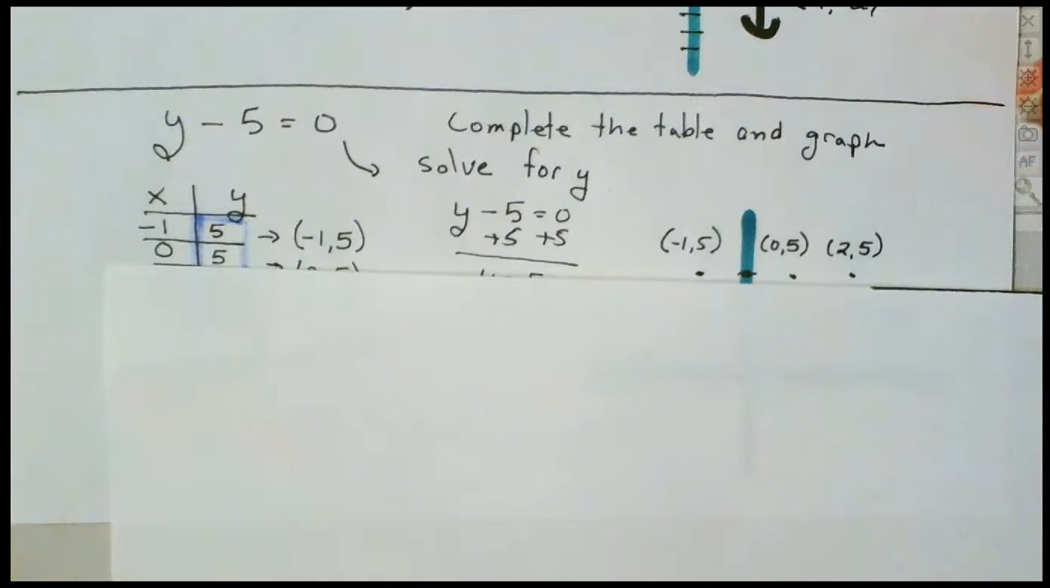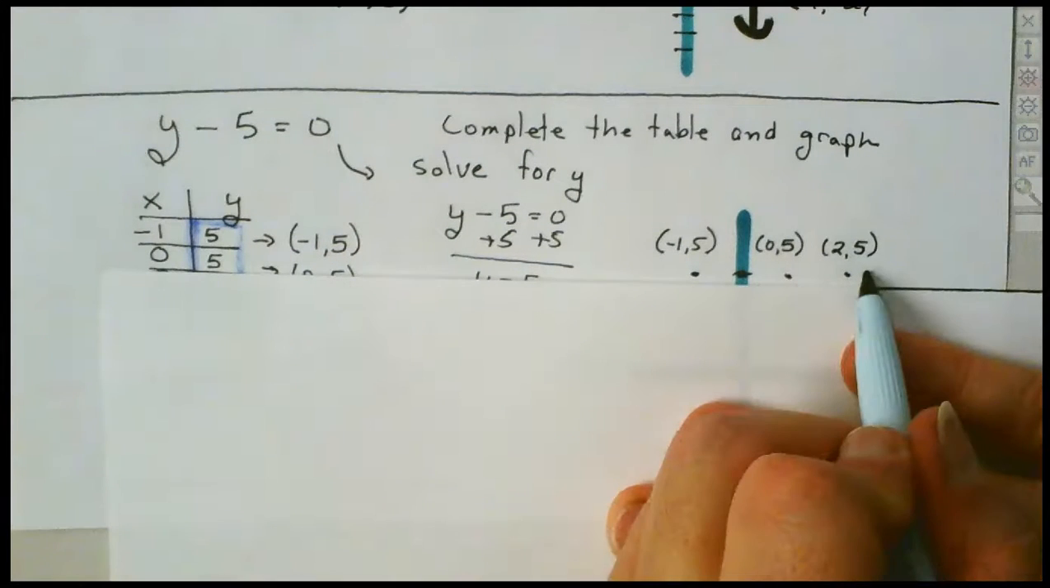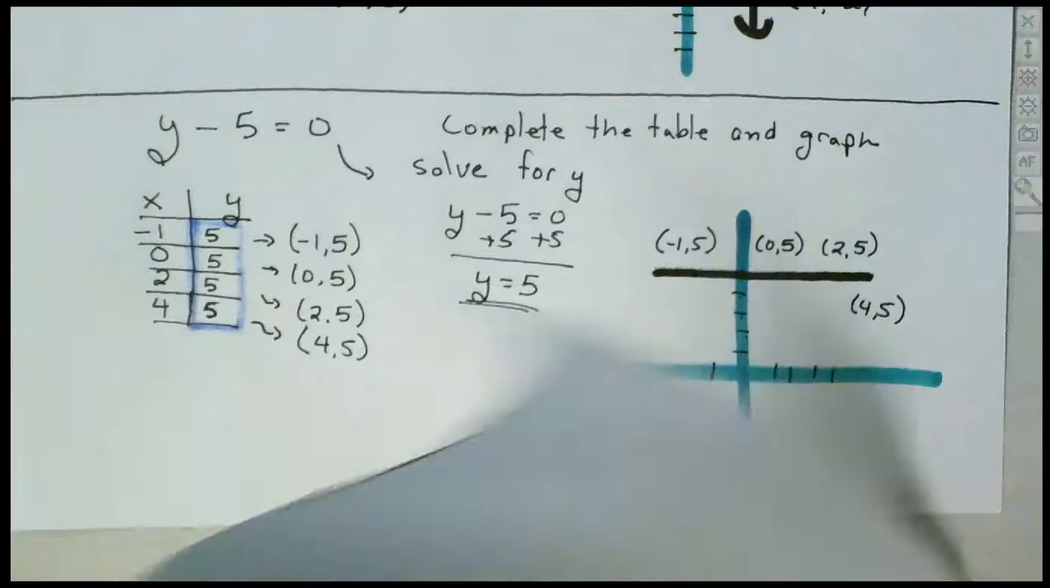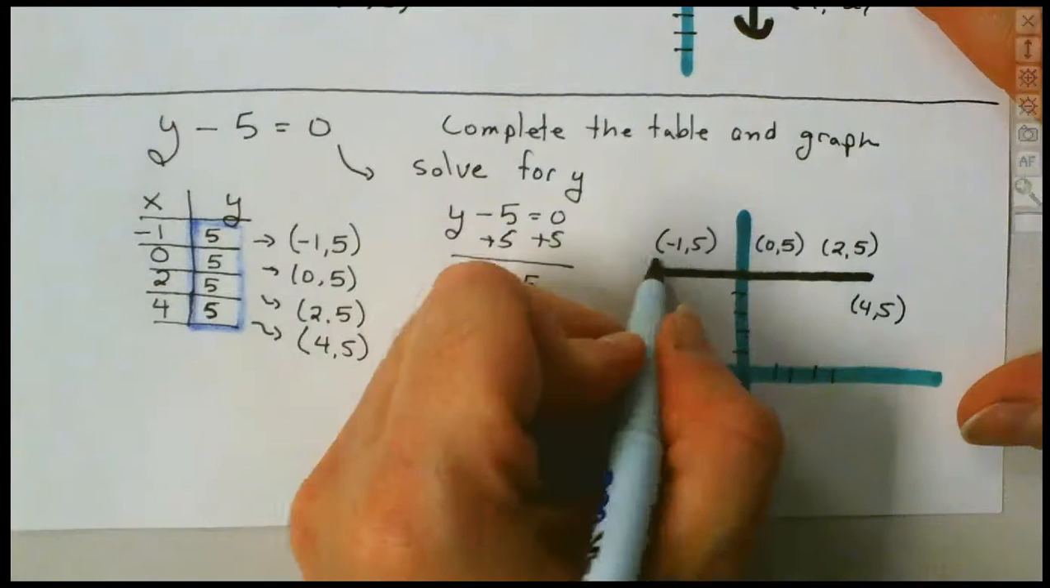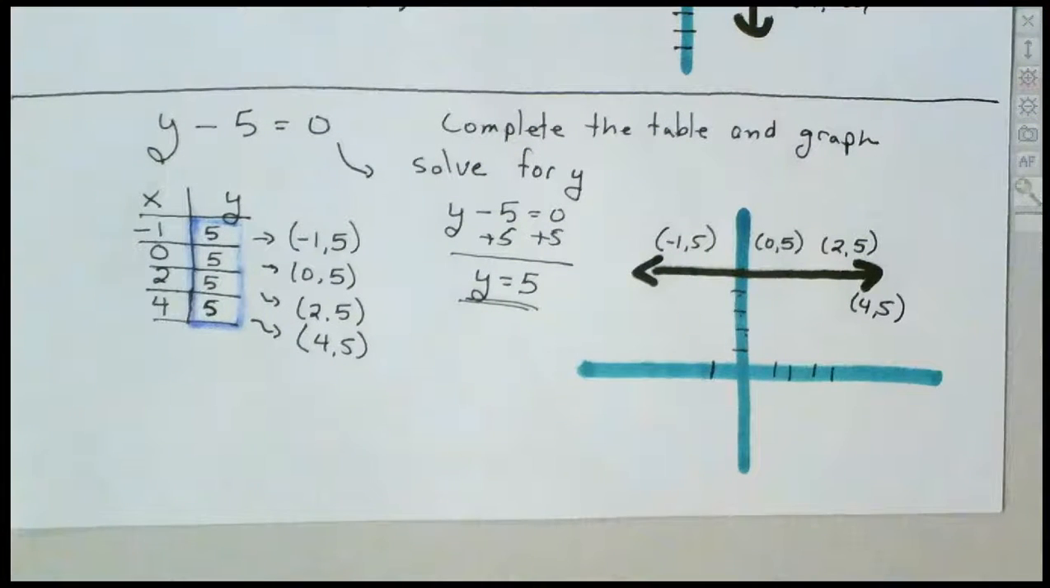If they do not make a straight line, you made a mistake. If it makes some type of a curve, you did something wrong. So you always want to go back and look and see. If you don't make a straight line, you made a mistake. So in this case, it comes out to be a horizontal line just like that.